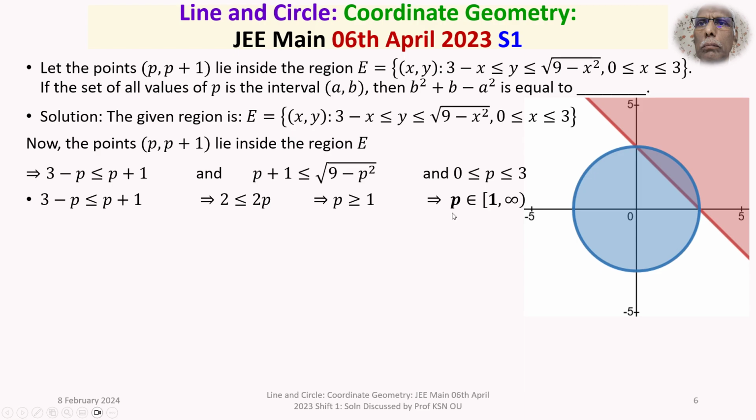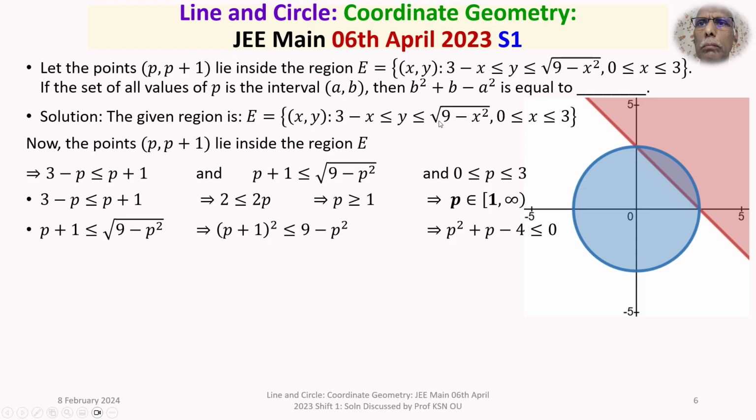That's one condition that comes from the first inequality. So let's take the second one. The second one is p plus 1 less than or equal to the square root of 9 minus p square.